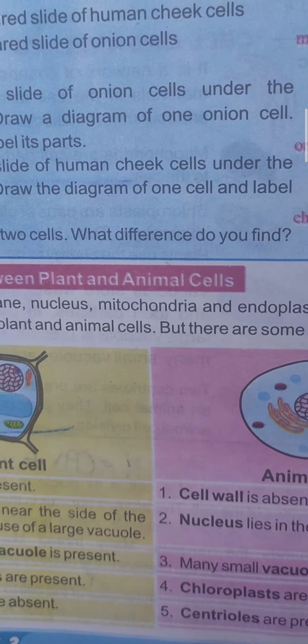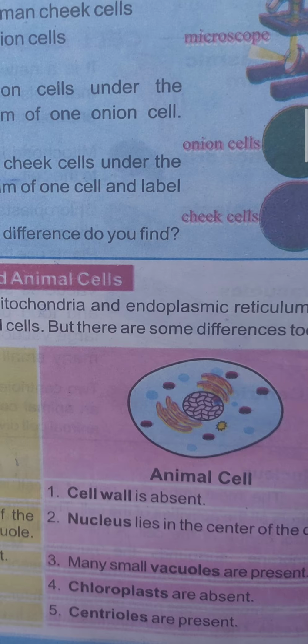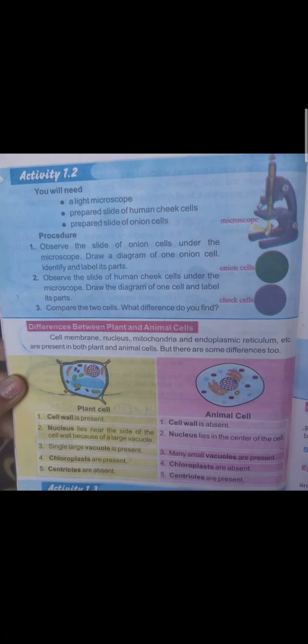Centrioles are absent in plant cells and present in animal cells. Centrioles are necessary for cell division. Because plant cells don't need to divide, that's why they do not have any centrioles.